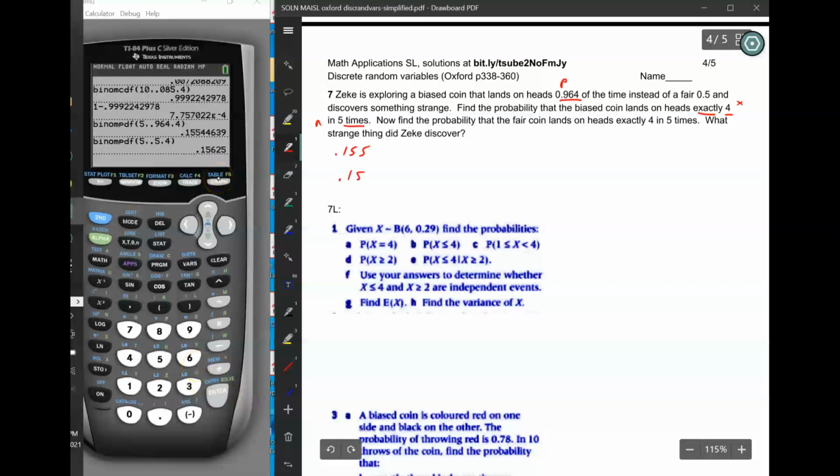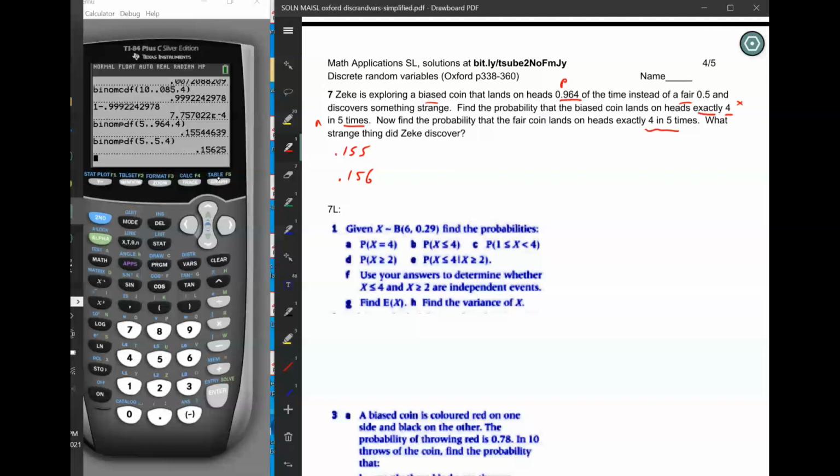So the strange thing that Zeke discovered was that if you use a biased coin, or if you use a fair coin, which have totally different probabilities of turning up heads, they have almost the same probability that the head would turn up 4 and 5 times. Pretty weird, huh? Okay, now let's go to 7L.